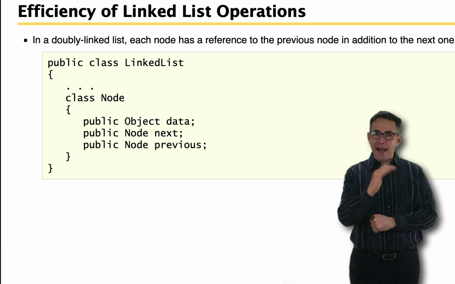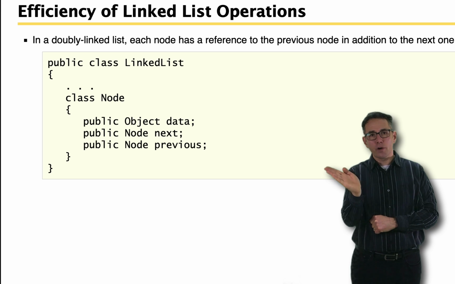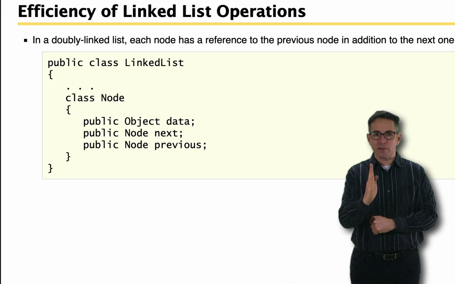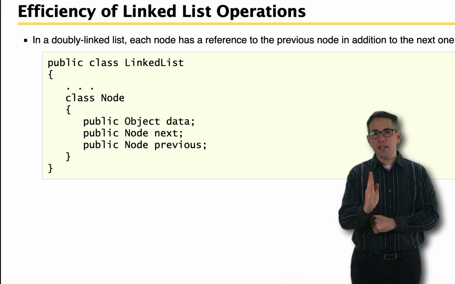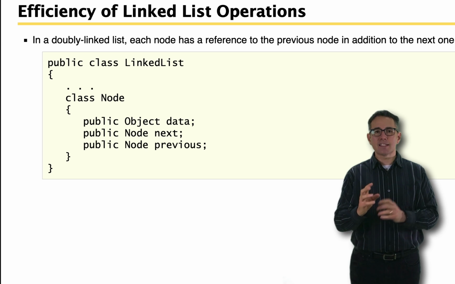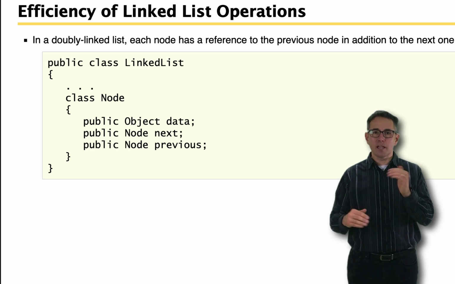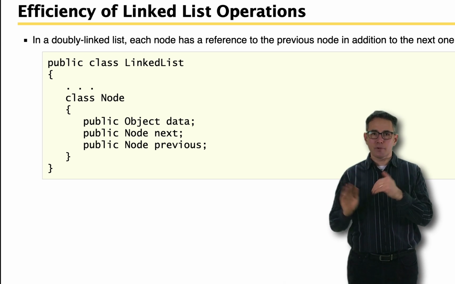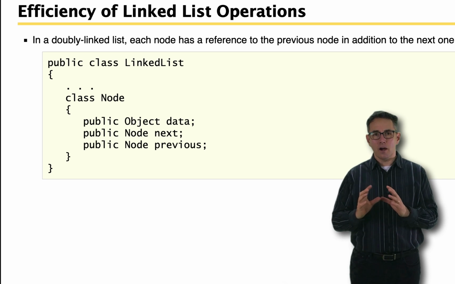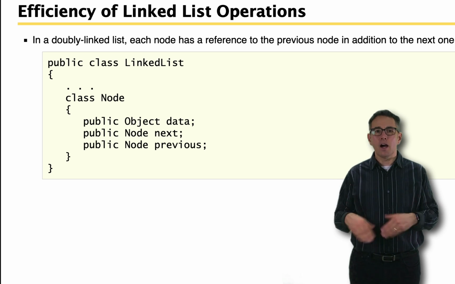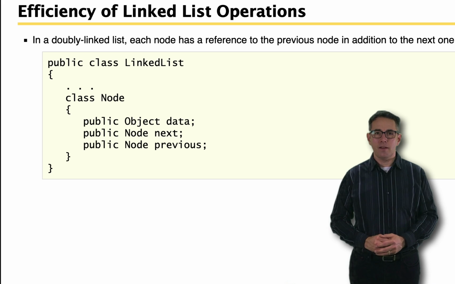And if we want to go backwards, we just use the previous reference. If we want to go forwards, we just use the next reference. So it simplifies our iterator, but it complicates the building of our linked list because we have to make sure that all of our next and previous references are chained together correctly on every operation that we do.